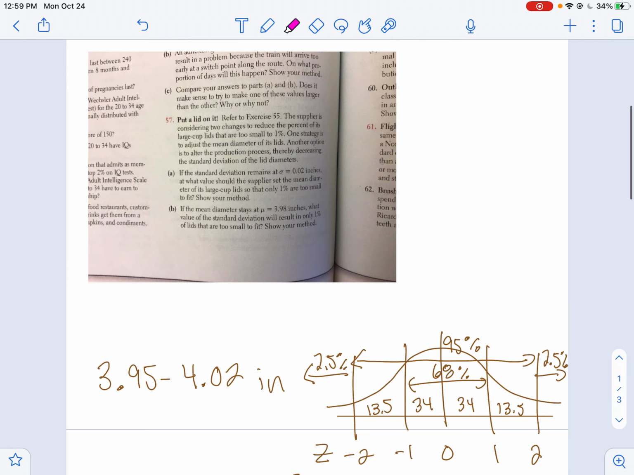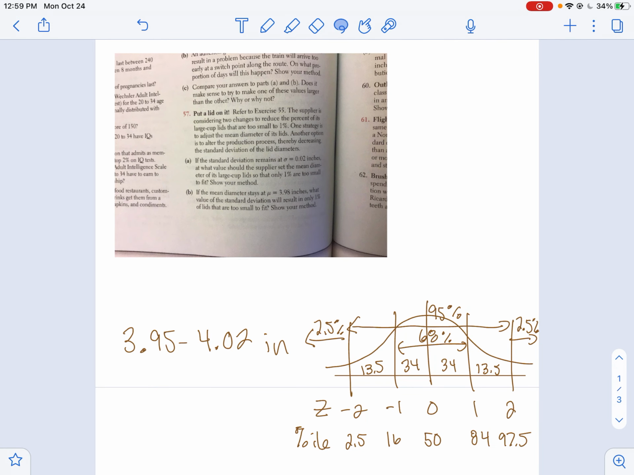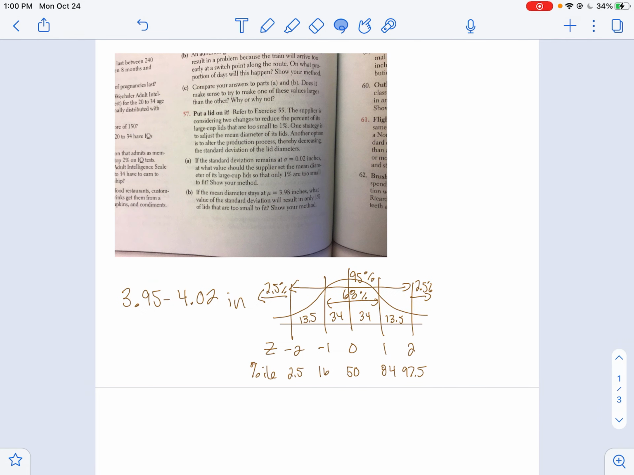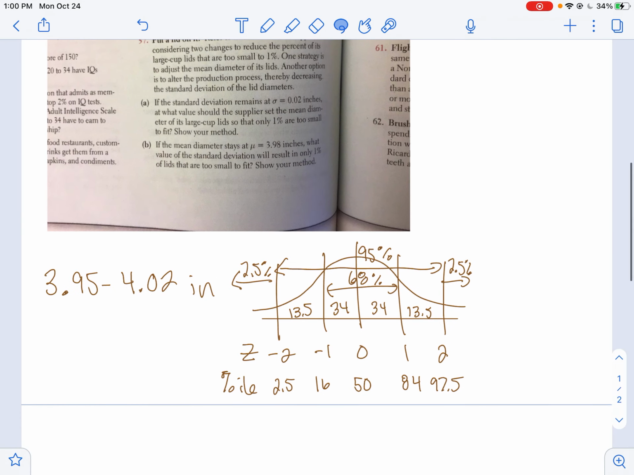Number 57. And you notice that, once again, I drew a normal distribution that I can use for number 57. I kept some information handy, specifically how big those lids are. That's going to come in handy in a minute because we're going to get some questions. It's one of those questions, it says refer to number 55, so you had all this information handy. If the standard deviation remains at 0.02, what value should the supplier set for the mean diameter of the large cups so that only 1% are too small to fit?